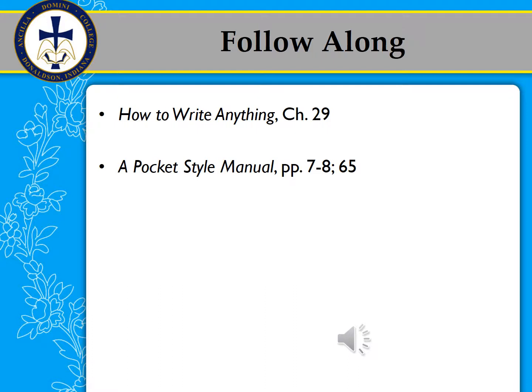The page numbers for a pocket-style manual largely deal with how transitions will work in terms of the grammar and punctuation. Also, some of the words that you might want to use as transition words, there are really good examples in the pocket-style manual. So I may not mention a whole lot in the presentation directly related to that book, but you should have it open and be looking at it, especially as you start working.